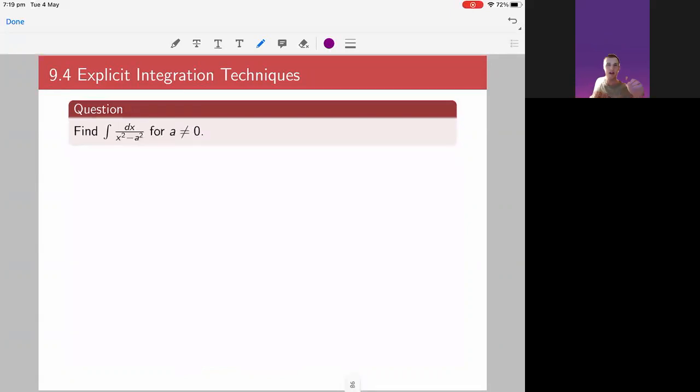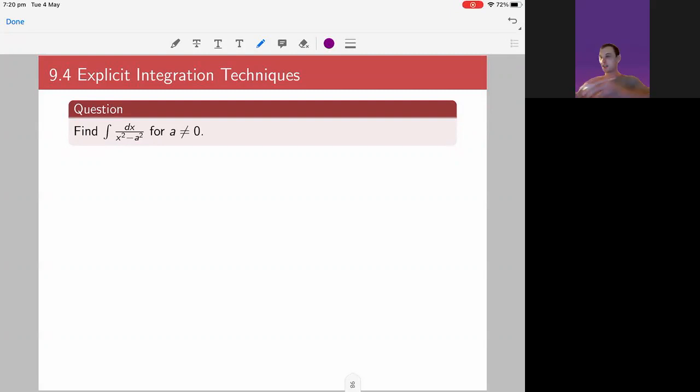So the last example we'll do this evening is this one here. Find the indefinite integral, the set of all antiderivatives, of the function dx divided by x squared minus a squared. We want a to not be 0.